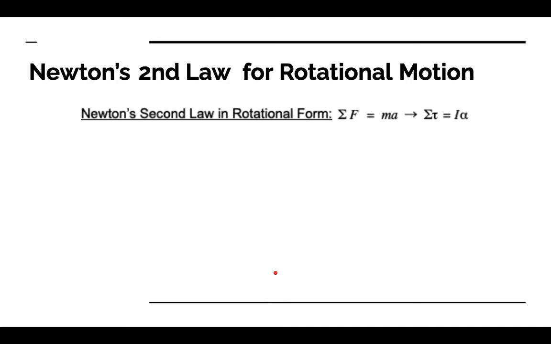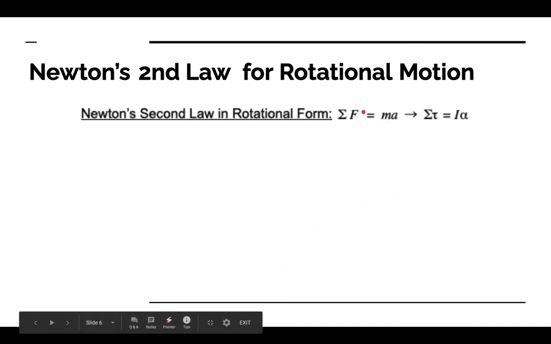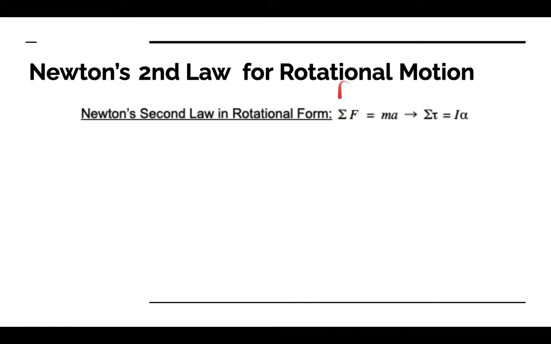So, Newton's second law in rotational form. Newton's second law in rotational form is very similar to Newton's second law in translational form. Namely, the same way that the translational form says that the net force acting on a system is equal to mass times acceleration, the rotational form says that the net torque, the analog of net force, is equal to the moment of inertia I times the angular acceleration alpha.